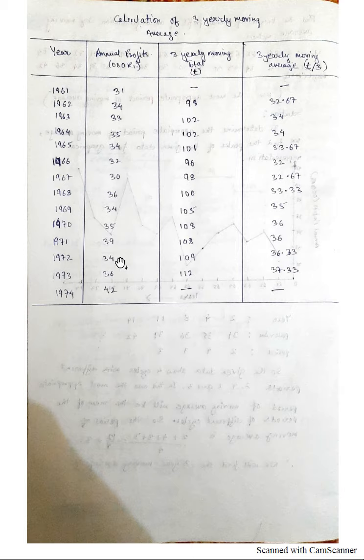and the final value will be 34 plus 46 plus 42, the sum will be 112, you will write it in the middle here.